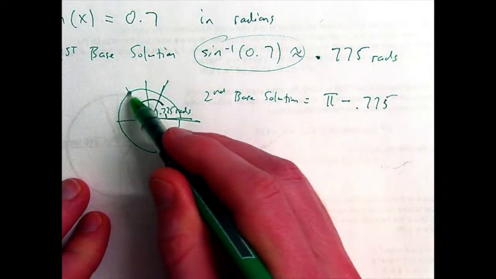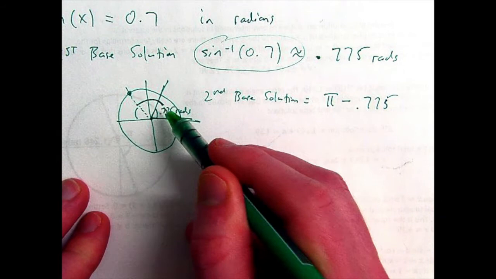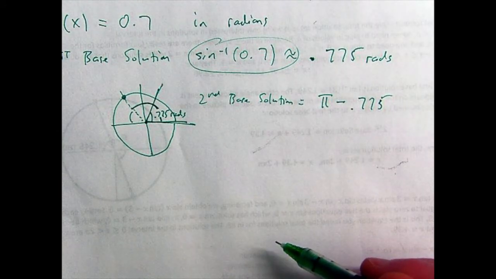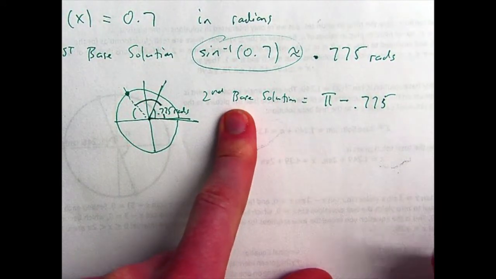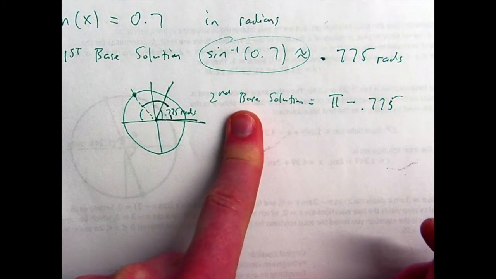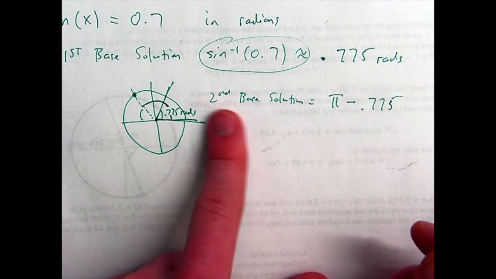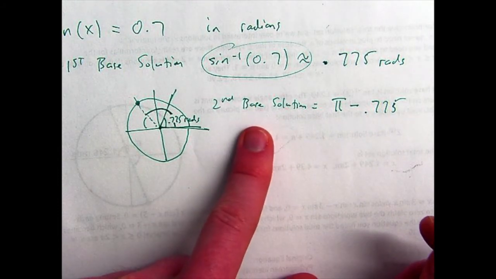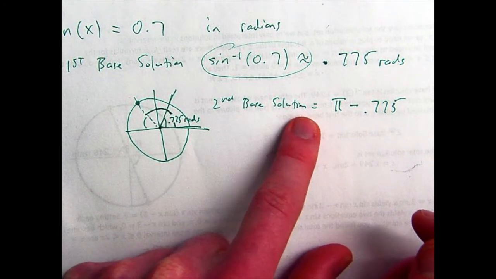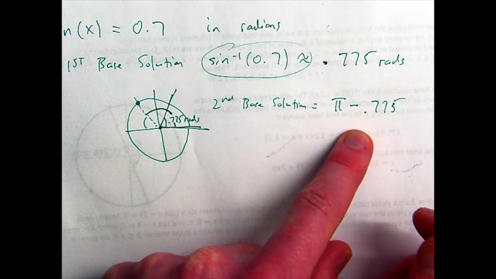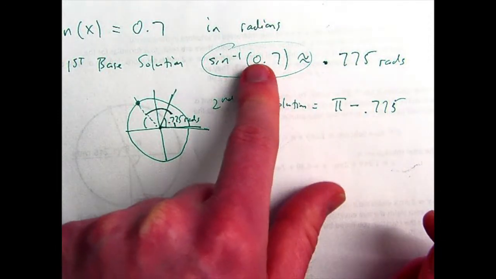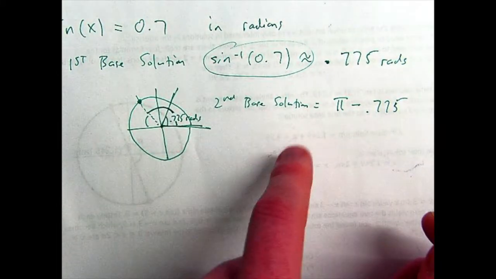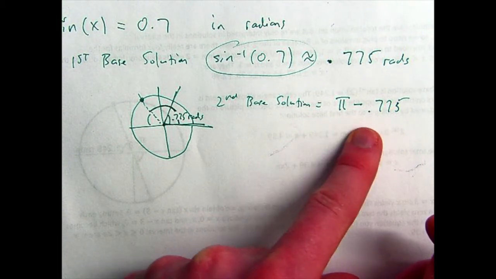That's going to give you this angle right here, right? Because pi is half a rotation. You subtract this guy, that leaves you with this, right? And that's actually true in every case that you're solving a sine function. Whenever you're solving a trigonometric equation and you have to use your calculator and you're using the sine function, the second base solution will in fact be pi minus the first base solution, okay? So you get your first base solution by using your calculator, taking the inverse sine of whatever number you have here. And then you get your second base solution by subtracting your first base solution from pi.